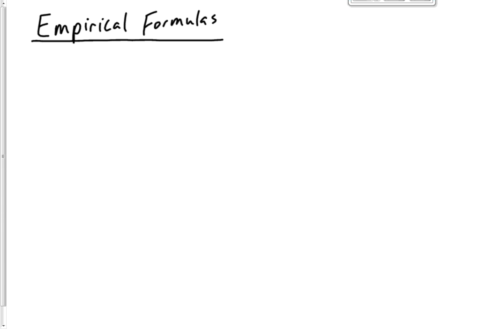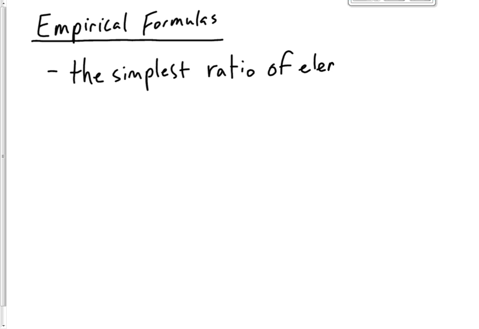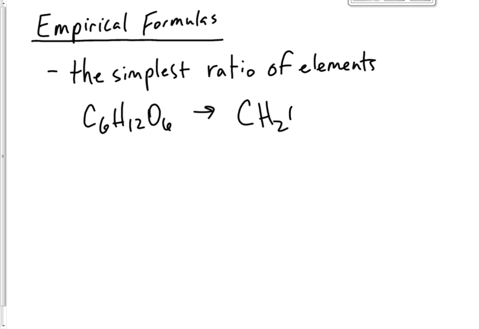All right, so let's talk about empirical formulas. First of all, the definition of an empirical formula is the simplest ratio of elements. For example, you have C6H12O6. The empirical formula for that, you're just going to simplify it, is CH2O. So right here is your empirical formula, the most basic ratio of elements.